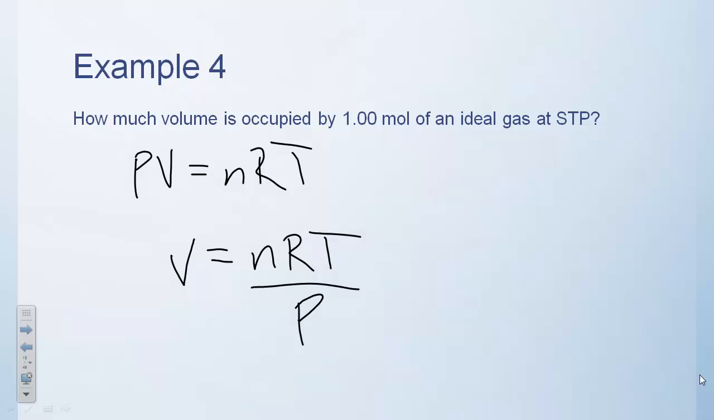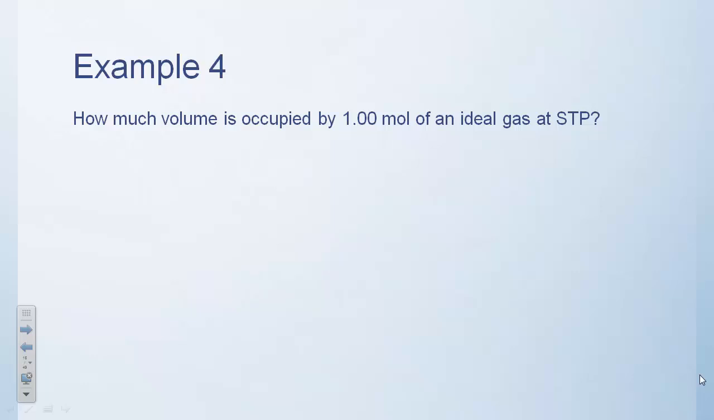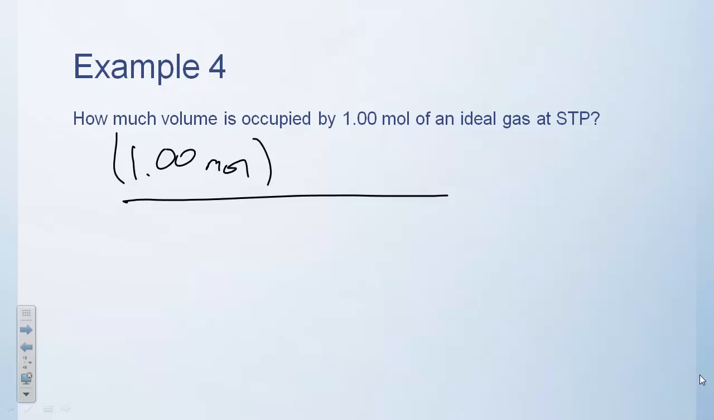And now we simply plug everything in again. So we were told that we had 1 mole of gas. Remember, we're going to do nRT over P, right? So we have 1.00 moles of gas, and R, once again, 0.08206 liters atmospheres per moles Kelvin.